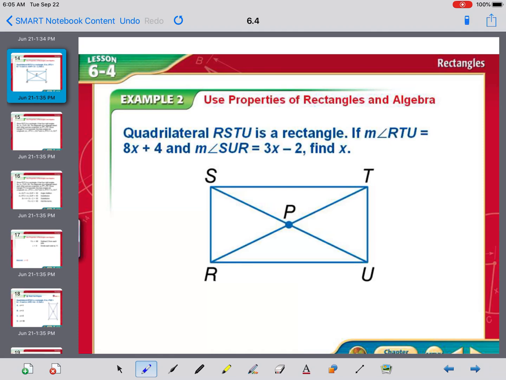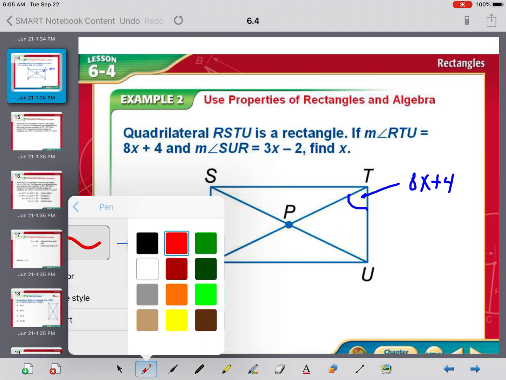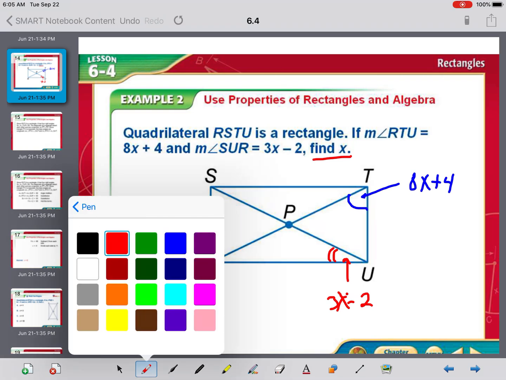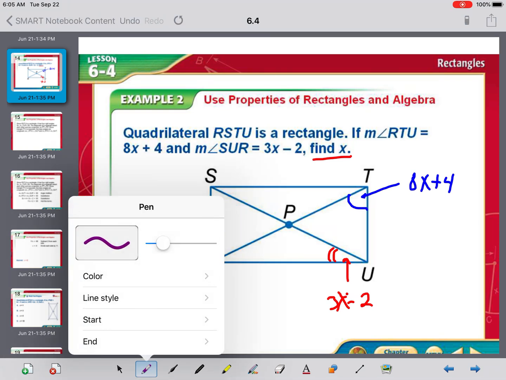Quadrilateral RSTU is a rectangle. If the measure of angle RTU is 8x plus 4, so RTU is this angle right here, that's 8x plus 4. And the measure of SUR, that's this angle here, is 3x minus 2. Find x. All right.